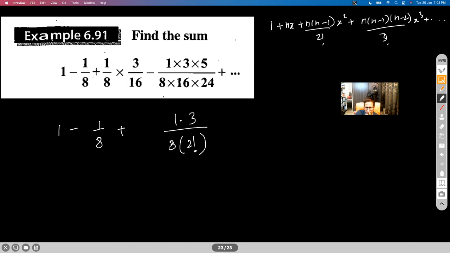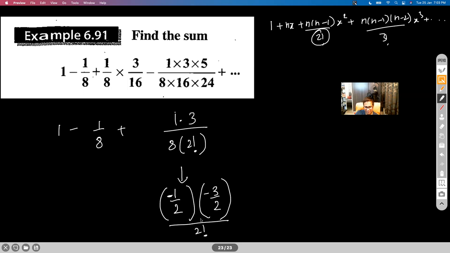Okay, now 1 and 3, the gap is 2. So when you subtracted 1 from the first expression, you end up getting a 3 on the top. This makes me believe, and correct me if I'm wrong, that there was a 1 by 2 here. In fact, minus 1 by 2 here again. And you subtracted a 1 from here, which gave you minus 3 by 2. And this was 2 factorial. And I think one more 2 is left off.